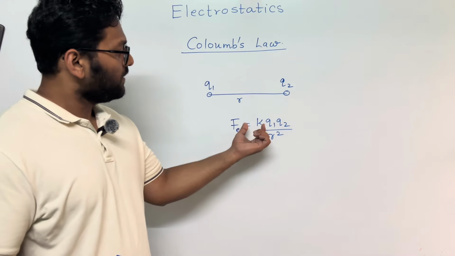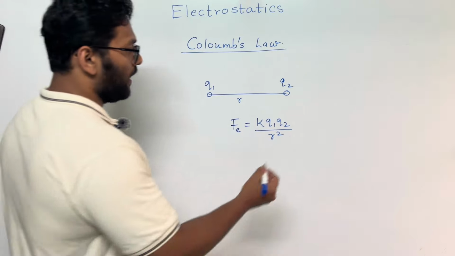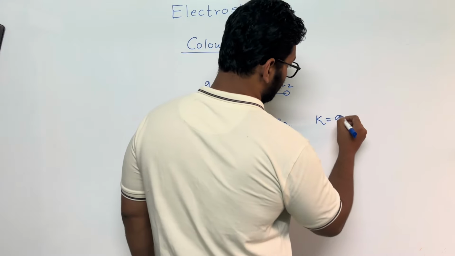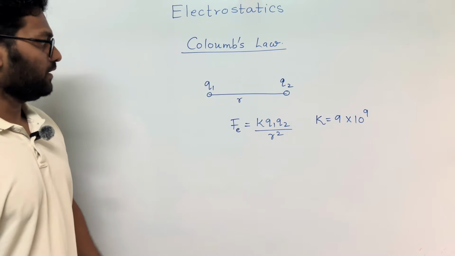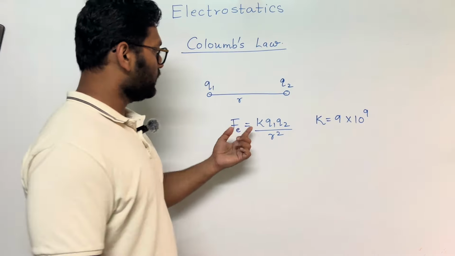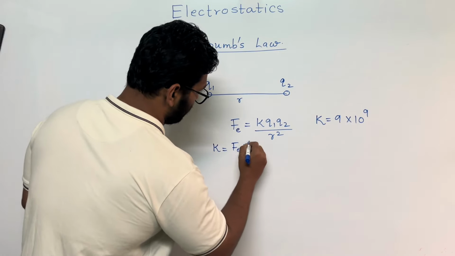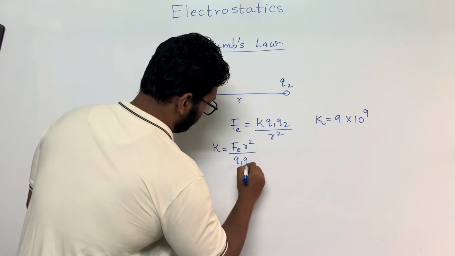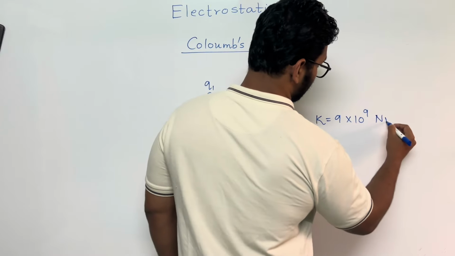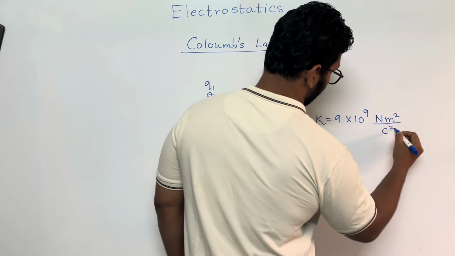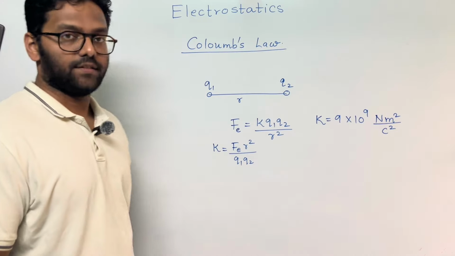Now k is a constant. What is the value of that constant? The value of this constant k is 9 into 10 to the power 9. What will be the unit? If I write k as F_E into r square upon q1 q2, then you will be able to write the unit. This is Newton meter square per Coulomb square. This is the value of k itself.